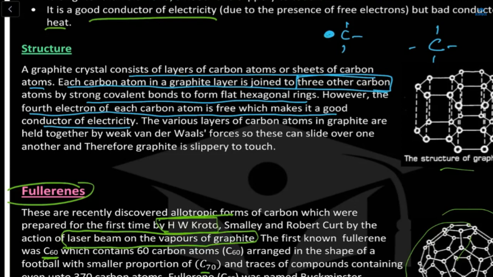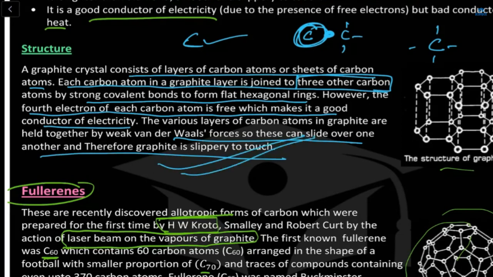So, what about the fourth? Fourth electron is free to do what? It is free to make it a good conductor of electricity. That's why graphite is a good conductor of electricity, because one electron is left over here as compared to your diamond. The various layers of carbon atoms in graphite are held together by weak van der Waals forces, so these can slide over one another, and therefore graphite is slippery to touch. They have very weak intermolecular forces, so that's why it is very slippery to touch.